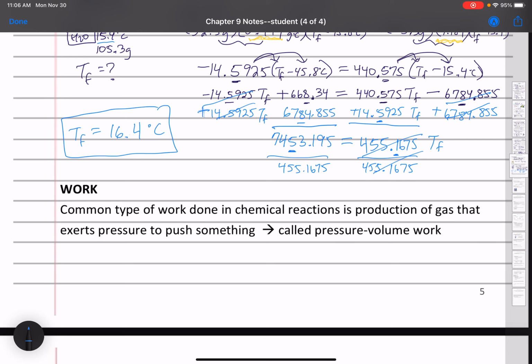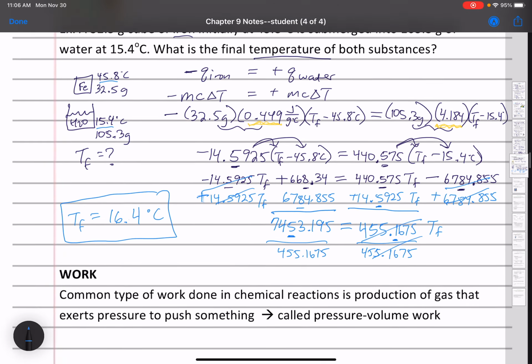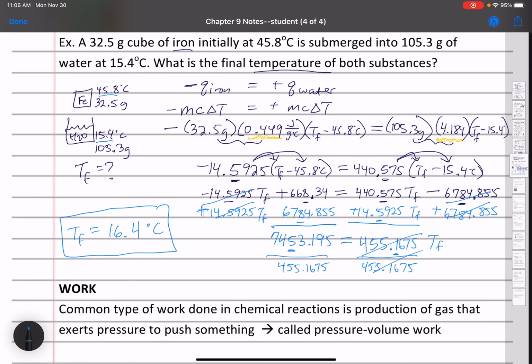Alrighty, so that's solving for thermal energy transfer. And you might actually be asked for an initial temperature of something. You could be asked for a mass of something. So there are different variables that you could be asked to solve for. This is just one example where it asks you for the final temperature. And frankly, the math is most complicated if you're trying to find the final temperature. So that's why I worked this one. It's the longest sort of algebraic problem.